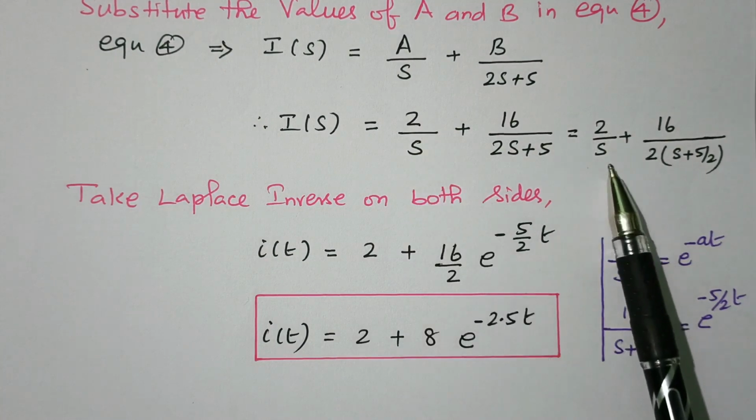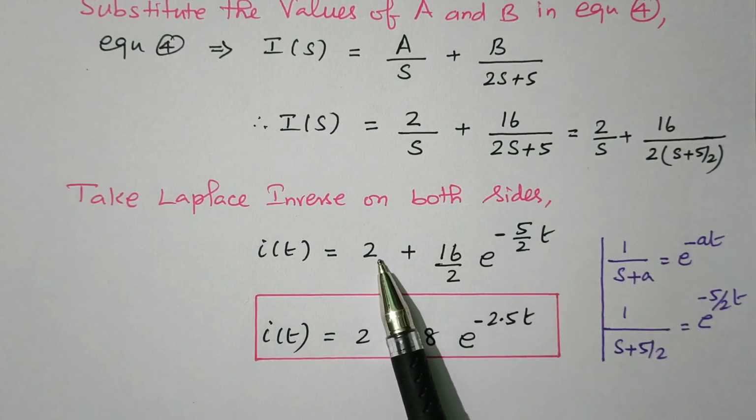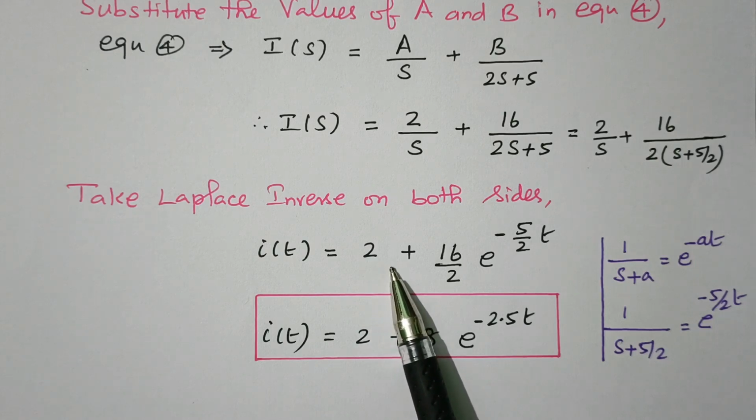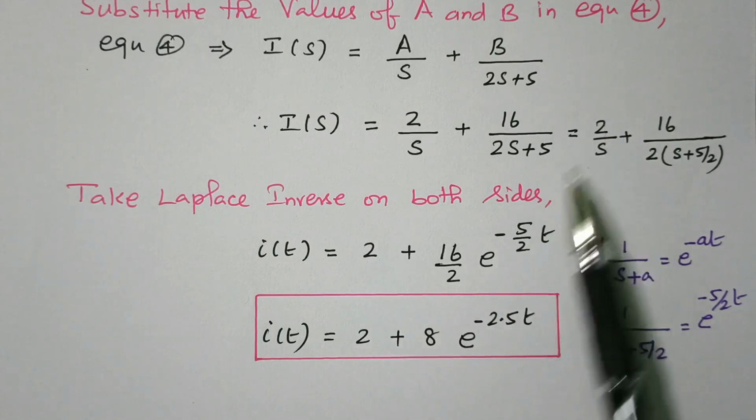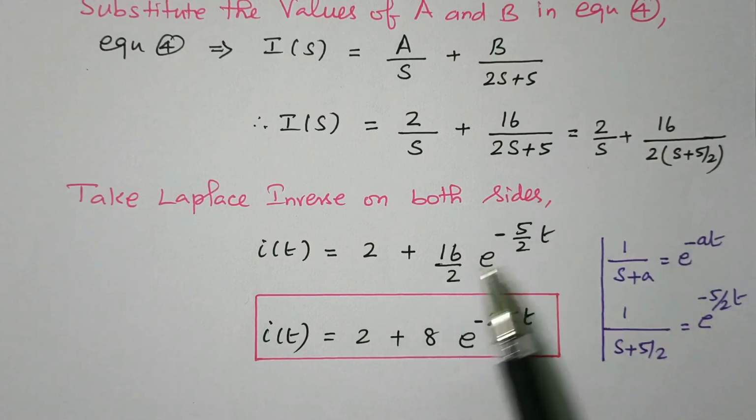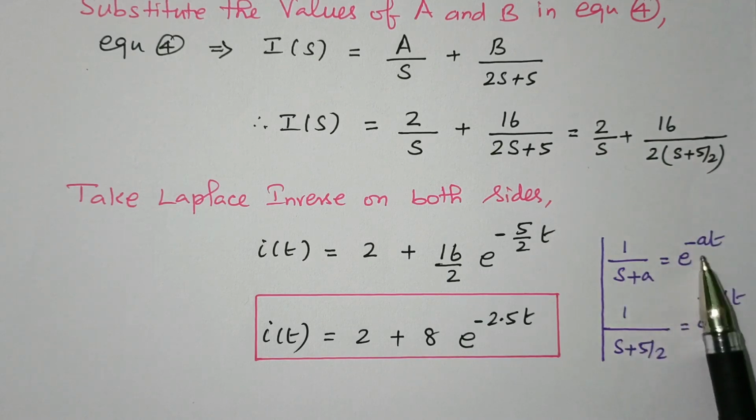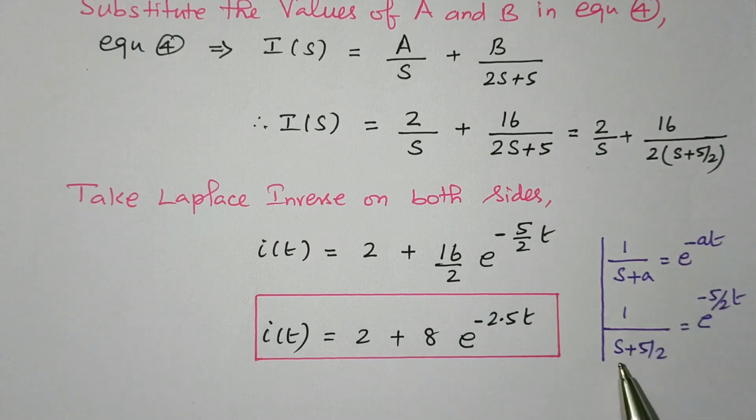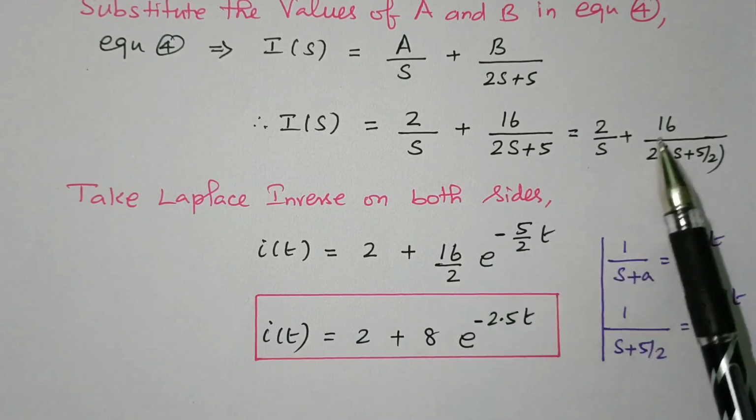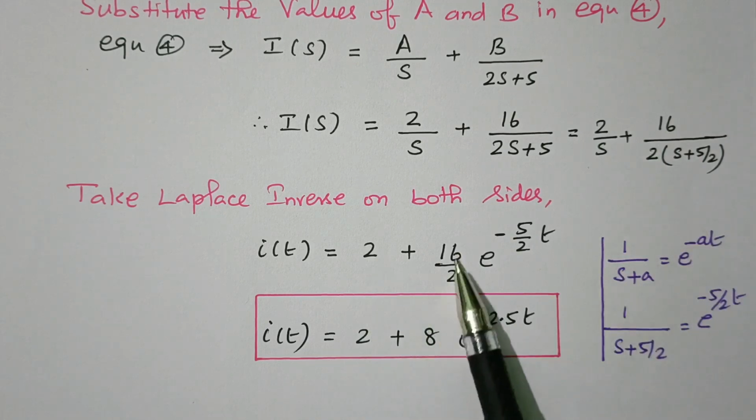So the inverse Laplace of 2 by s is 2. The inverse Laplace of 16 by 2 times 1 divided by s plus a. Here the formula is there: 1 divided by s plus a is e power minus at. So based on that, 1 divided by s plus 5 by 2 is e power minus 5 by 2 t. 16 by 2 is already available, constant. So 2 plus 16 by 2 is 8.